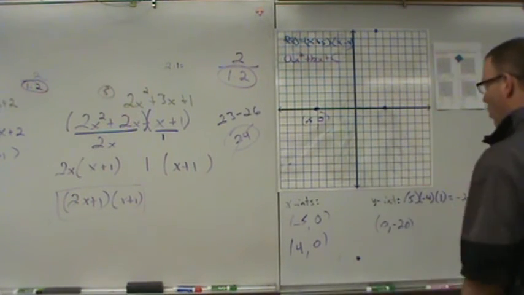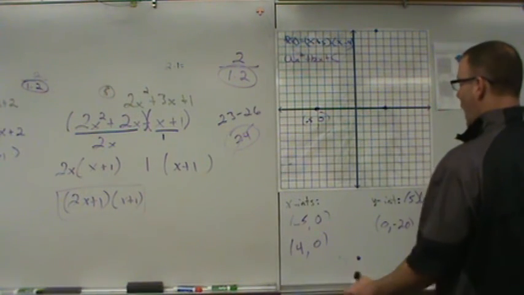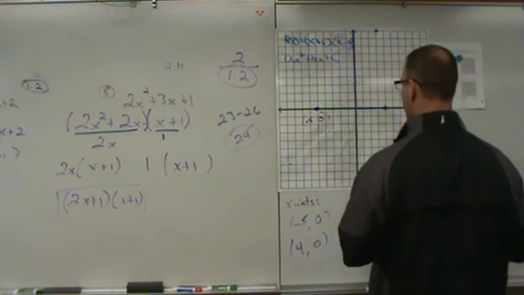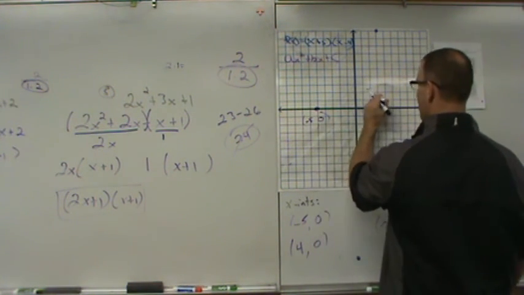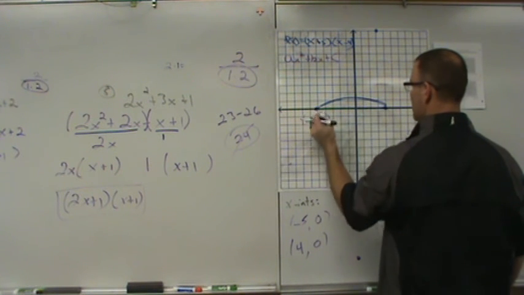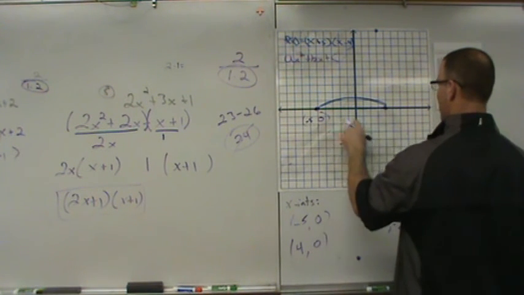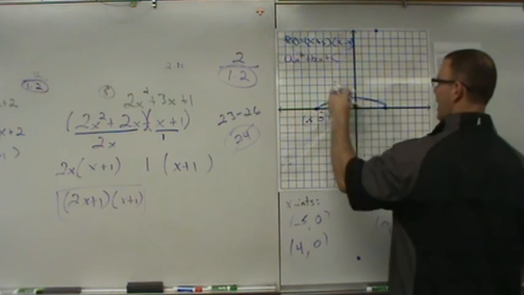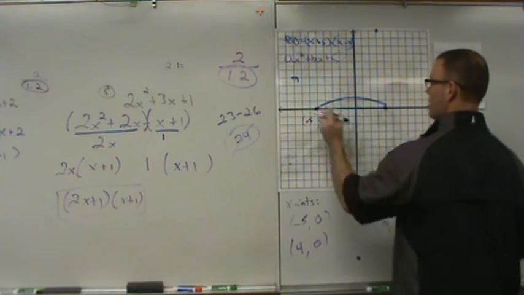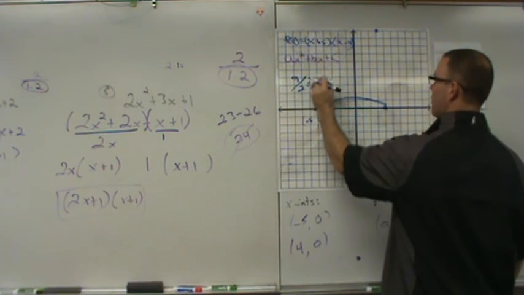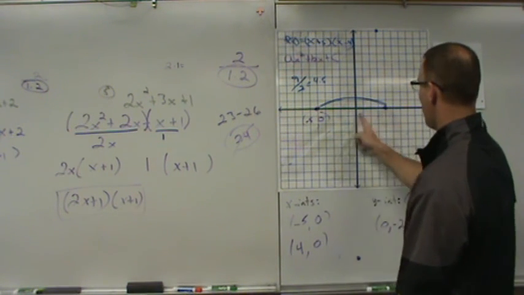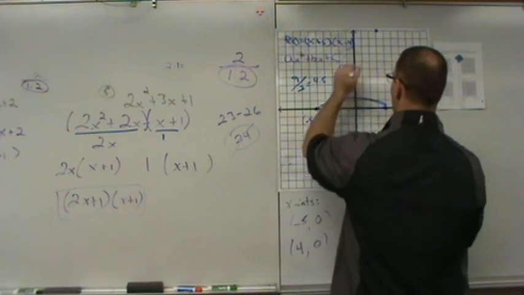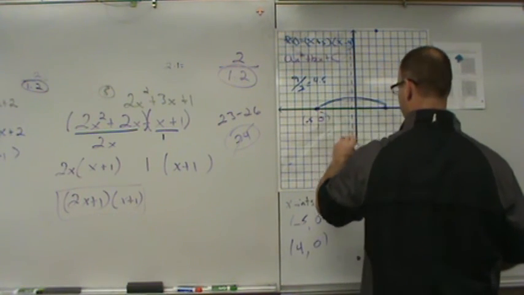Okay? Now it wants me to graph it. Well, I need to know where the vertex is. Where's the vertex? Remember, the vertex, if I know my x-intercepts, is halfway between these 2 points. Well, -5 all the way to +4 is 9. That's 9 units. 9 divided by 2 is 4.5.